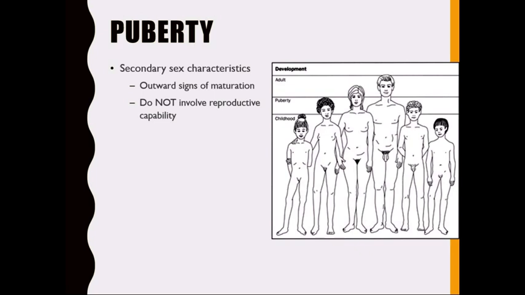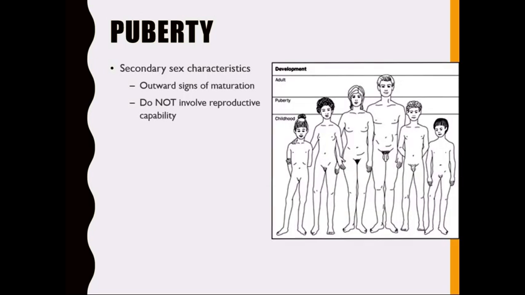They have nothing to do with reproduction. So these secondary sex characteristics are cues of maturity. They don't help in making babies or anything like that, they just attract mates. So let's pretend like we have clothes on. Kind of creepy. So let's start with the girls.